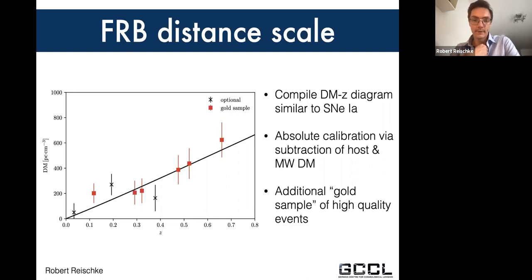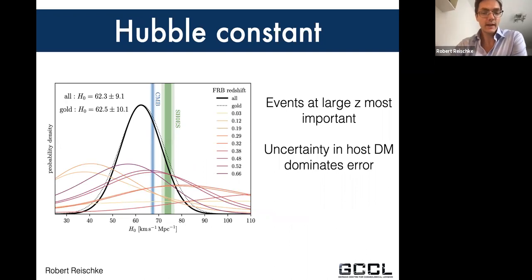One additional thing is that we have a gold sample here, which is shown in red, and the whole sample, which is all the data points, also the three in black. The difference between the gold sample and the full sample is that in the gold sample you don't have very close-by fast radio bursts, which also lie in the galactic plane and therefore pick up a lot of dispersion measure from the Milky Way. That is the main difference between the gold sample and the full sample. Okay, so what you then can do is you can use a CMB prior, and you can fit for the Hubble constant.